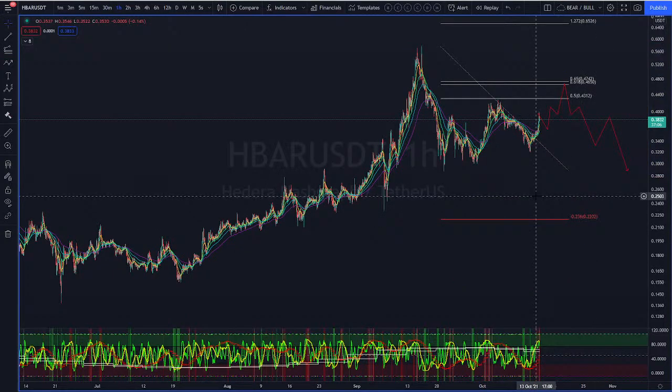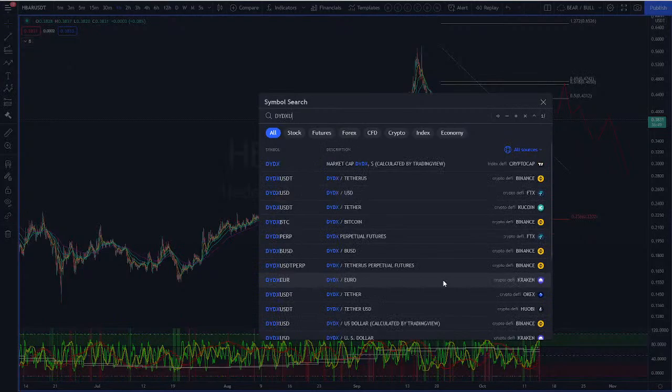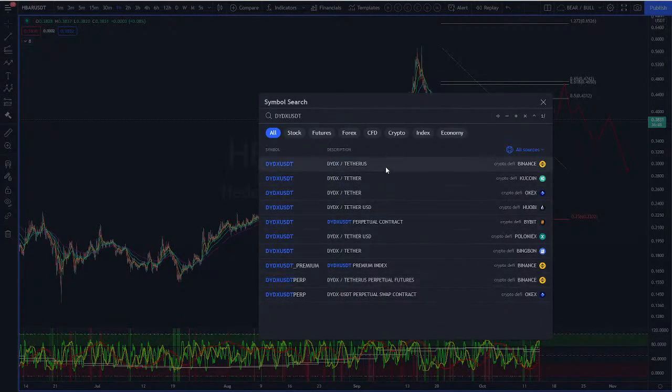So if Bitcoin does decide to take over on dominance, I can definitely see some bleeding action on a lot of these altcoins, especially ones that aren't super popular. I wouldn't consider Hedera Hashgraph a super popular altcoin, so just kind of keeping that in mind. DYDX, let's take a look at that.